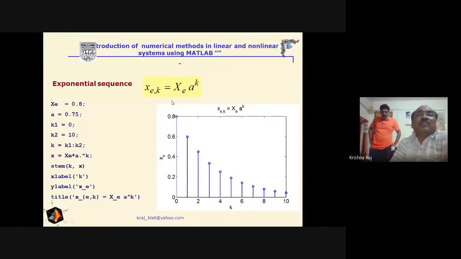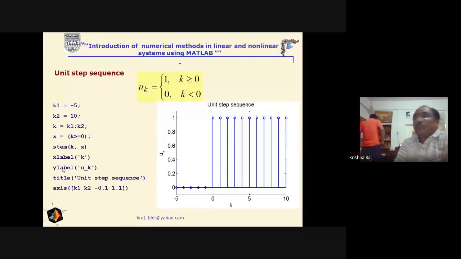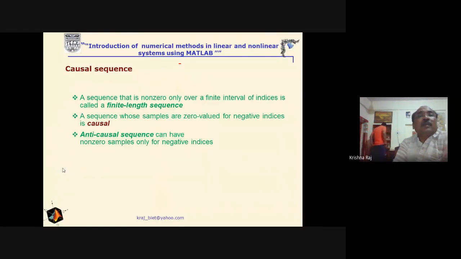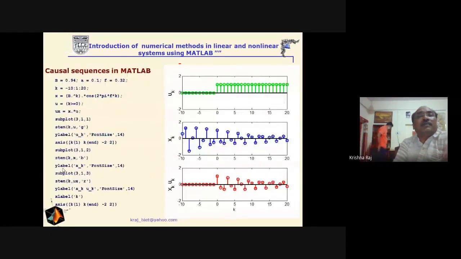Similarly, here is the exponentially decaying function, that is the stem function, a discrete function here. So we have to describe this, and we can use the stem command. We are using only one command, that is stem. Stem is used for discrete purposes here. And the unit impulse function, we have already described this.